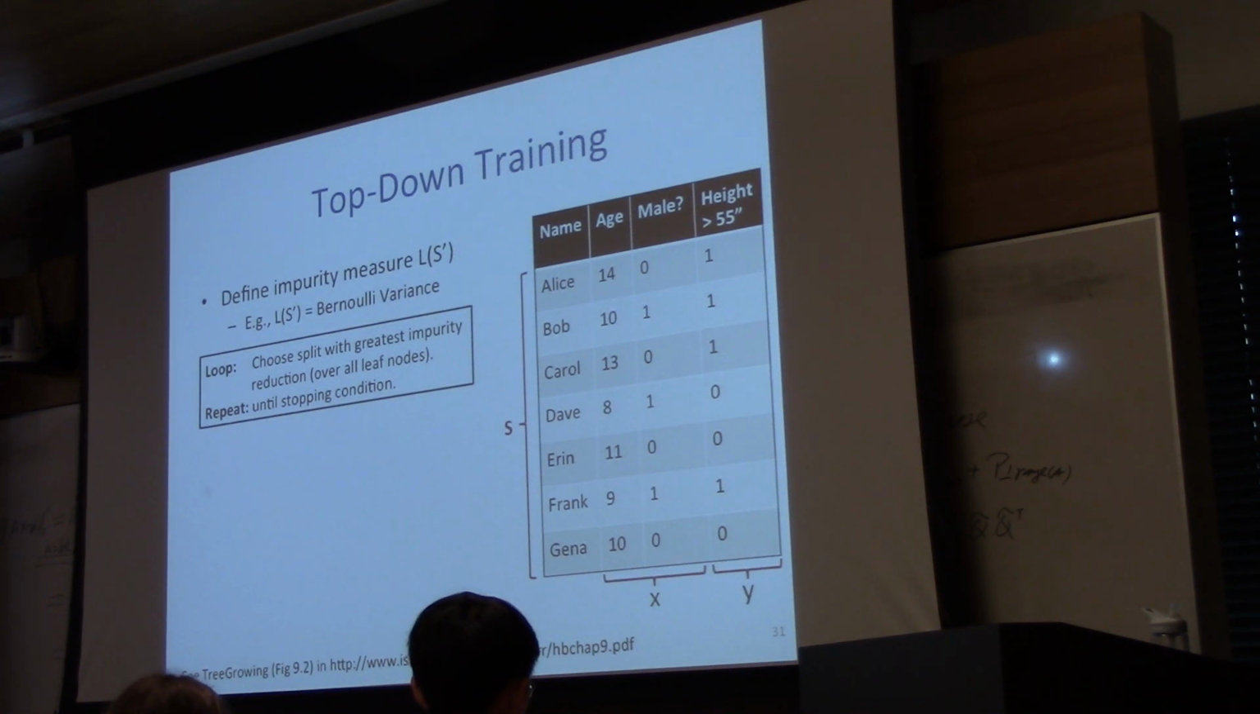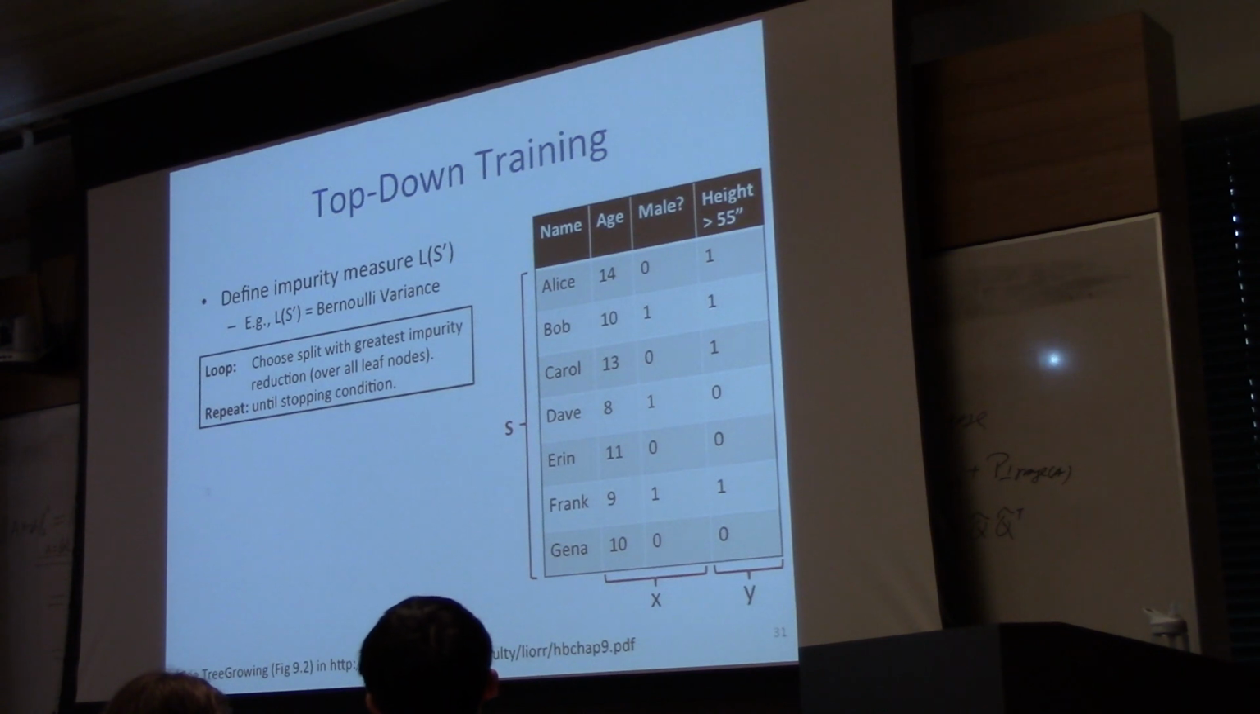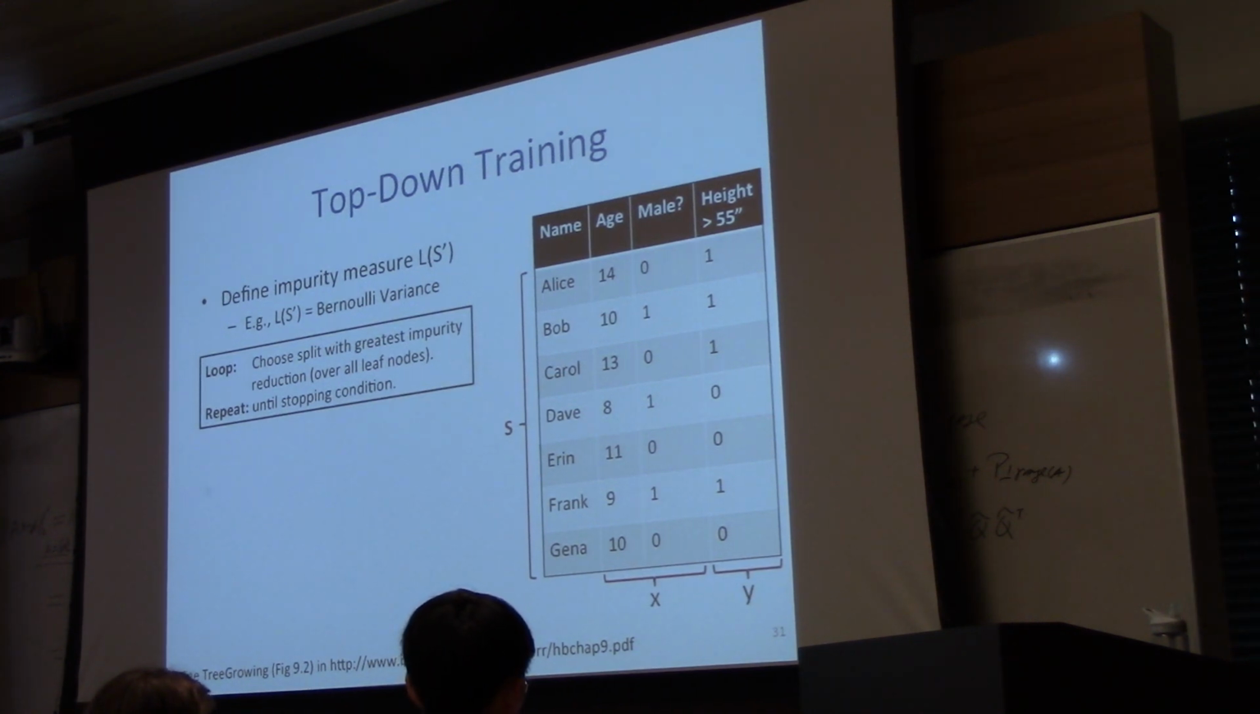Okay, so this is the top-down training algorithm that's used for training decision trees, including both the choice of query at each internal node, and also the structure of the tree. So the basic idea is as follows. We start with just the root node, we loop through all possible splits and choose the split that creates the greatest reduction in impurity, and then repeat over all the leaf nodes until some stopping condition is met that guards against overfitting.